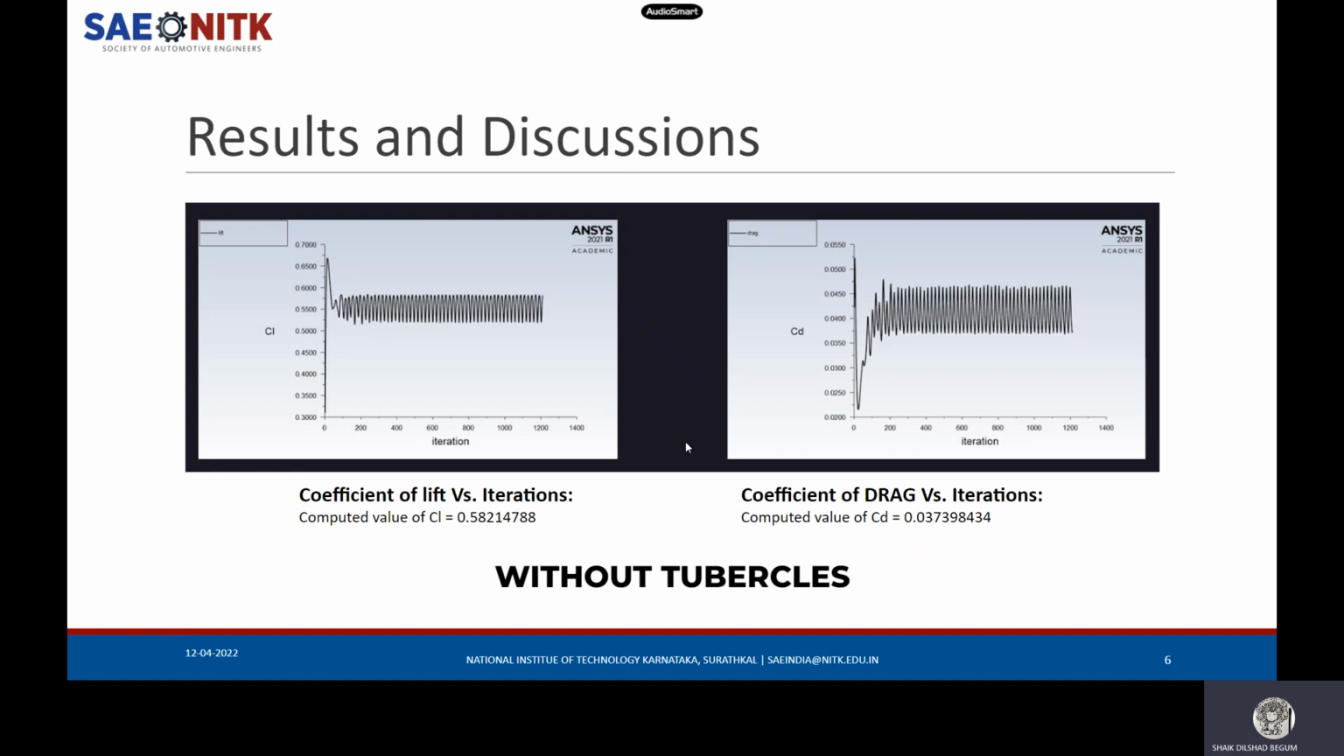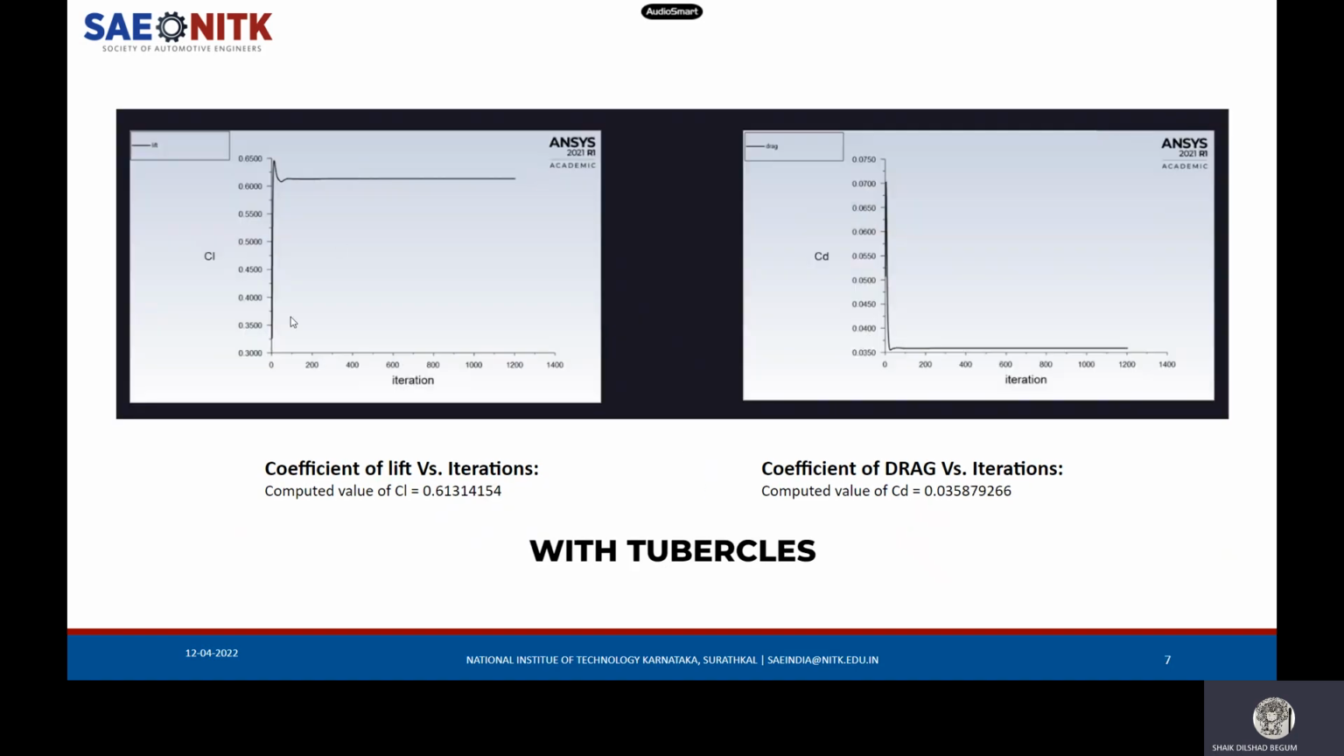Coming to the model with tubercles, the coefficient of lift versus the number of iterations graph is as follows, and the coefficient of drag versus the number of iterations. The computed value of coefficient of lift is 0.61314, and the computed value of coefficient of drag is 0.035.